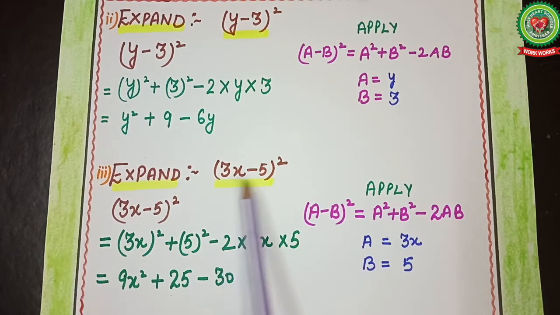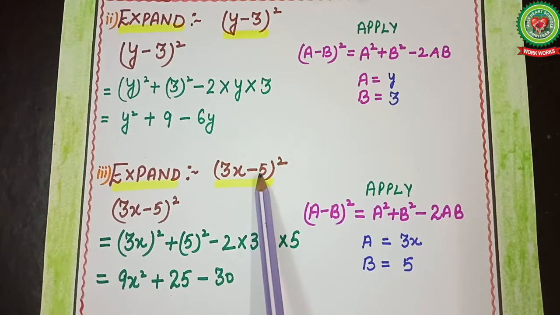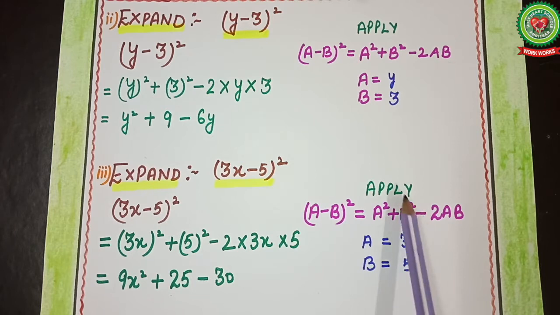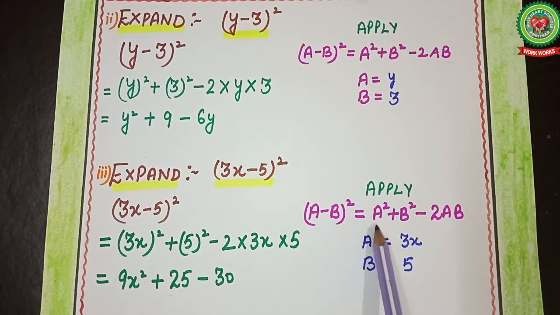So here 3x minus 5 whole square. You can again correlate this with the identity. So you have to rewrite the statement here. To the right hand side, apply a minus b whole square is equal to a square plus b square minus 2ab, right? Now, what is the value of a? You can see from the statement. Value of a is equal to 3x, value of b is equal to 5, right? Now apply this identity over here.